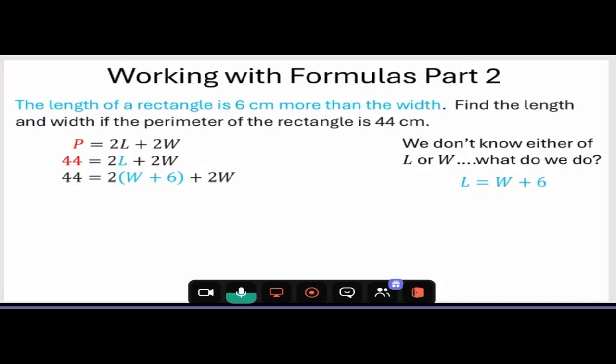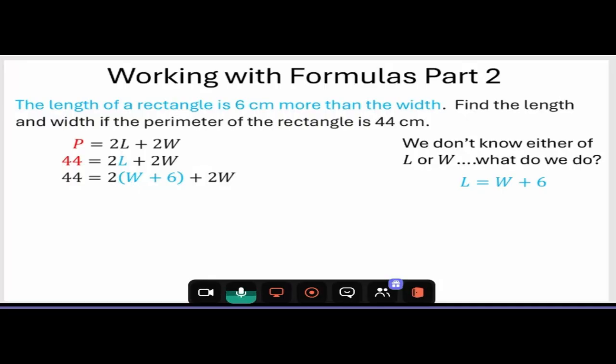We still don't know the length, but we can figure that out at the end because we know it's going to be the width plus 6, right? We know it's 6 more than the width. So now we can use our equation to find the width because we have replaced that L with W plus 6, making only one variable. And well, the equations are getting more and more complicated, but nothing that we haven't seen yet, right? We know what to do here.